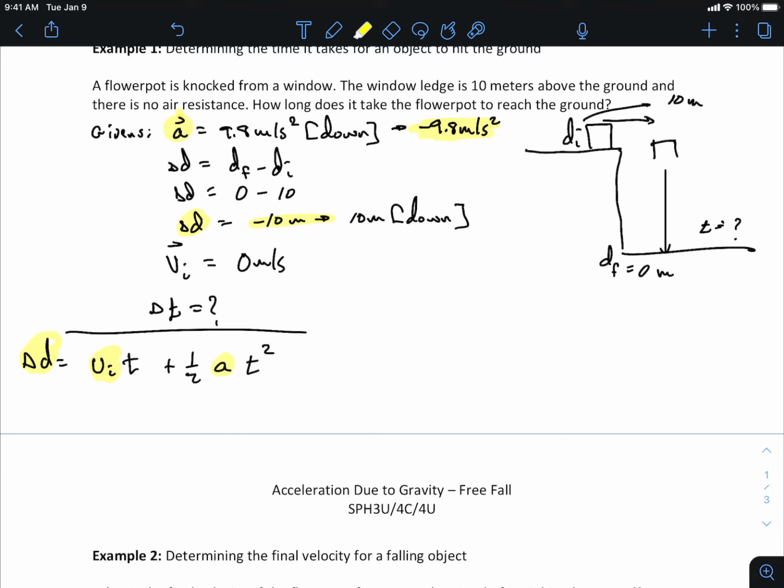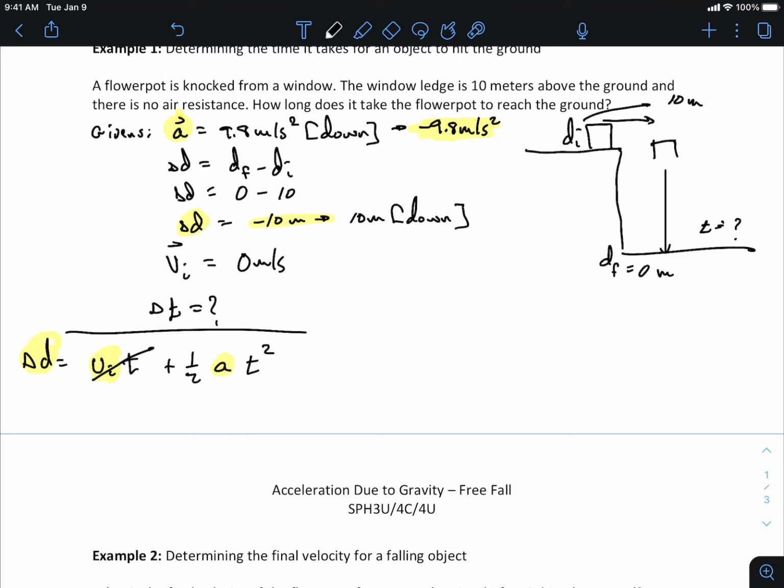Now you might be looking at that and going, oh boy, this looks ugly, right? Well, it does kind of, but the nice thing is V initial is 0. So if I plug in 0 and multiply by t, it doesn't matter what t is, it's going to be 0. And so this initial term actually cancels out.